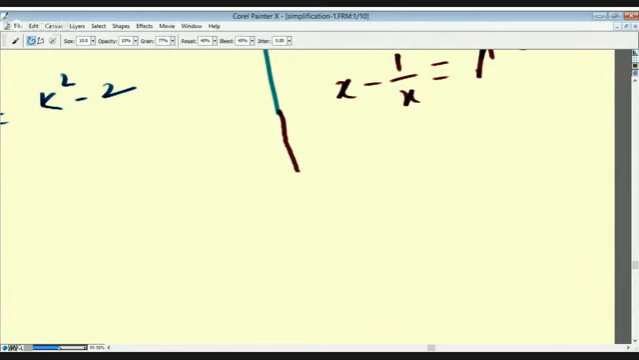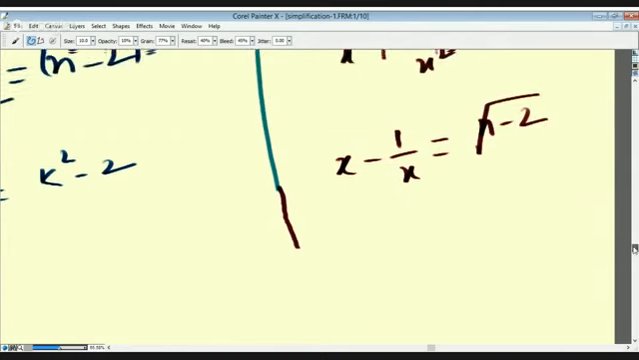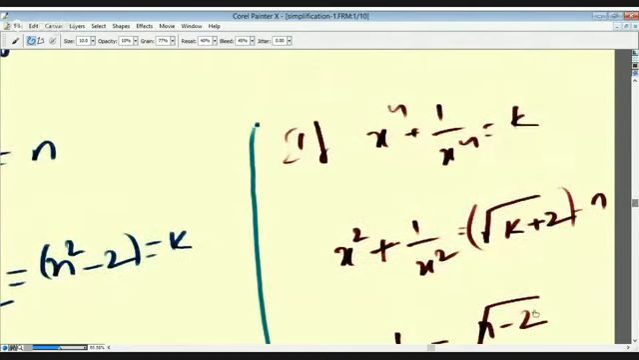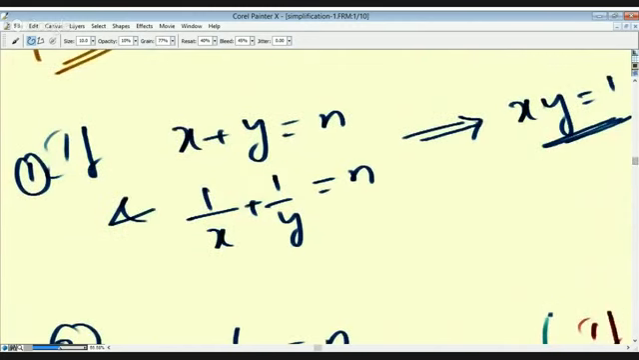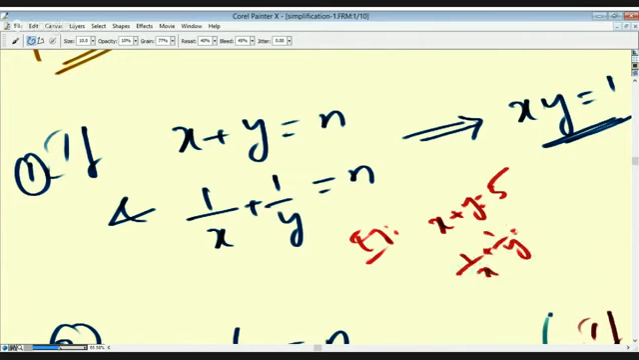Then there are some other important formulae. These are concepts actually, so try to remember these things. If a problem is given like this, x + y = n and 1/x + 1/y = n. Let me give an example here. Sometimes a problem will be given as x + y = 5 and 1/x + 1/y = 5.